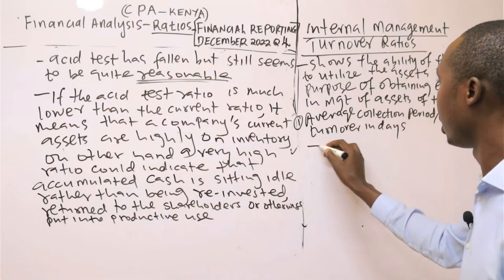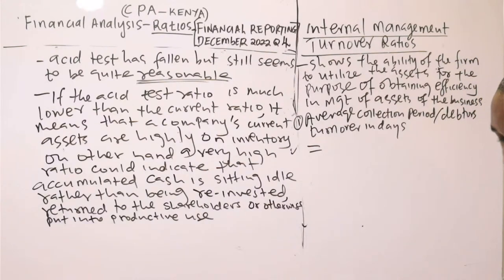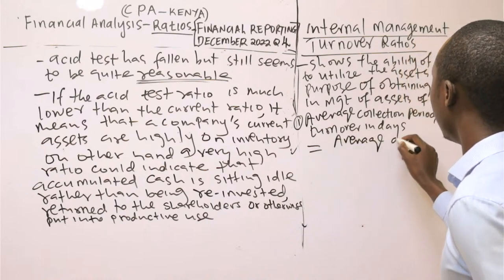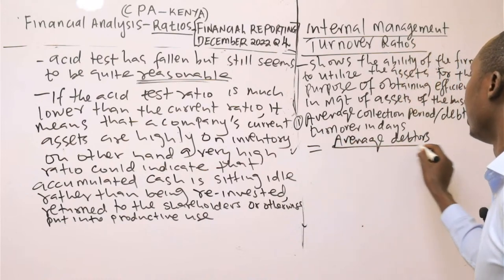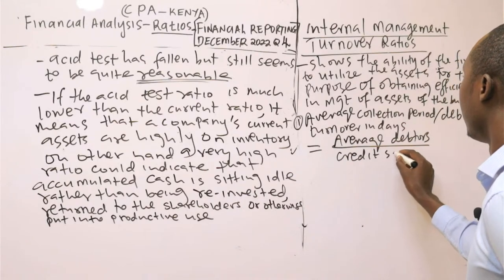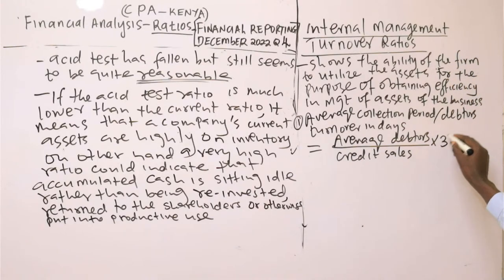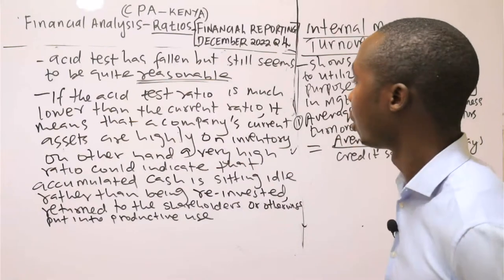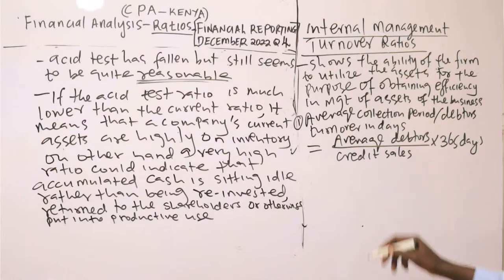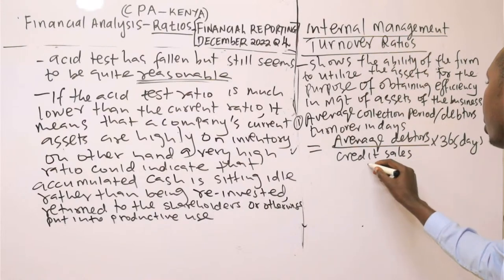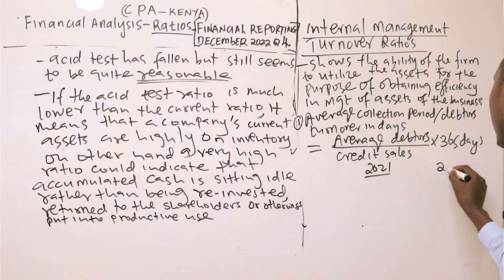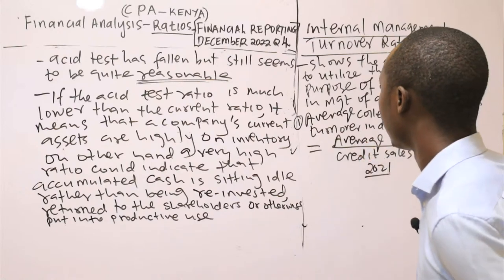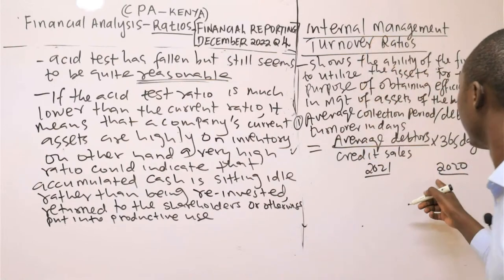So the formula itself, we can be able to mention about this. Average debtors over credit sales. We talk about the average debtors, we divide by credit sales, times 365 days in a year. 365 days, because we need to know the period they were taking to correct the debtors balances. So we have 2021, we have 2020. So average debtors, for the 2020.